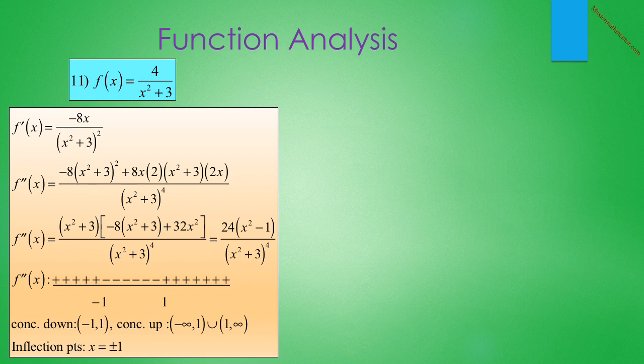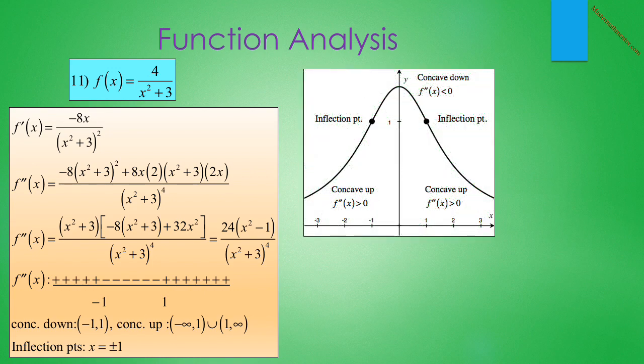So our function is concave down on negative 1 to 1, and then concave up on negative infinity to negative 1 and 1 to infinity, meaning that there are inflection points at x is equal to plus or minus 1. Our answer is confirmed graphically.